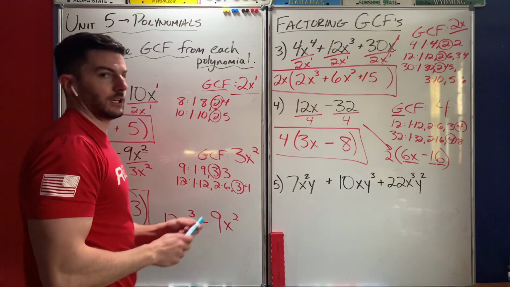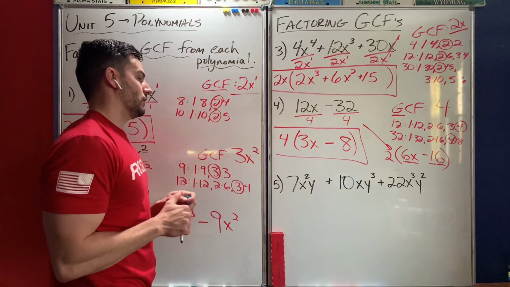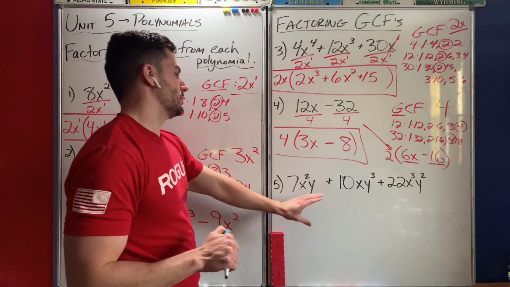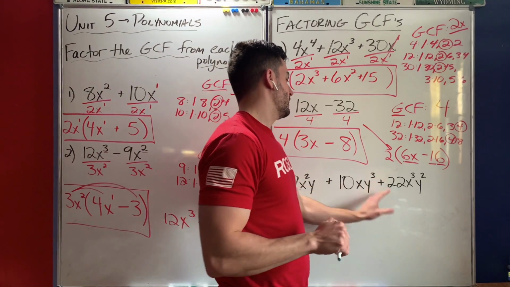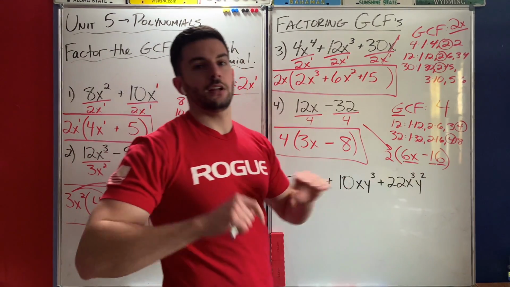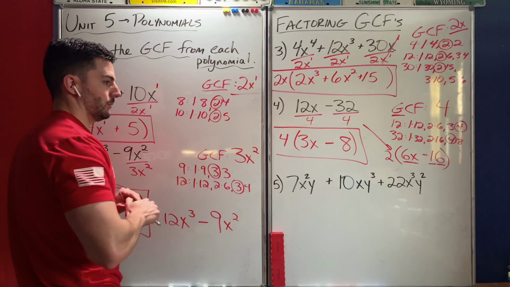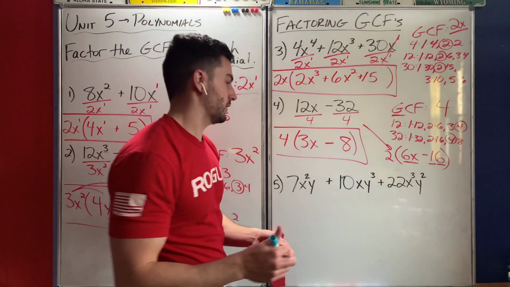All right, new color for a big problem. Okay, number 5, 7x squared y plus 10xy cubed plus 22x cubed y squared. Wow, lots of numbers, lots of variables, okay? Process is still the same though.